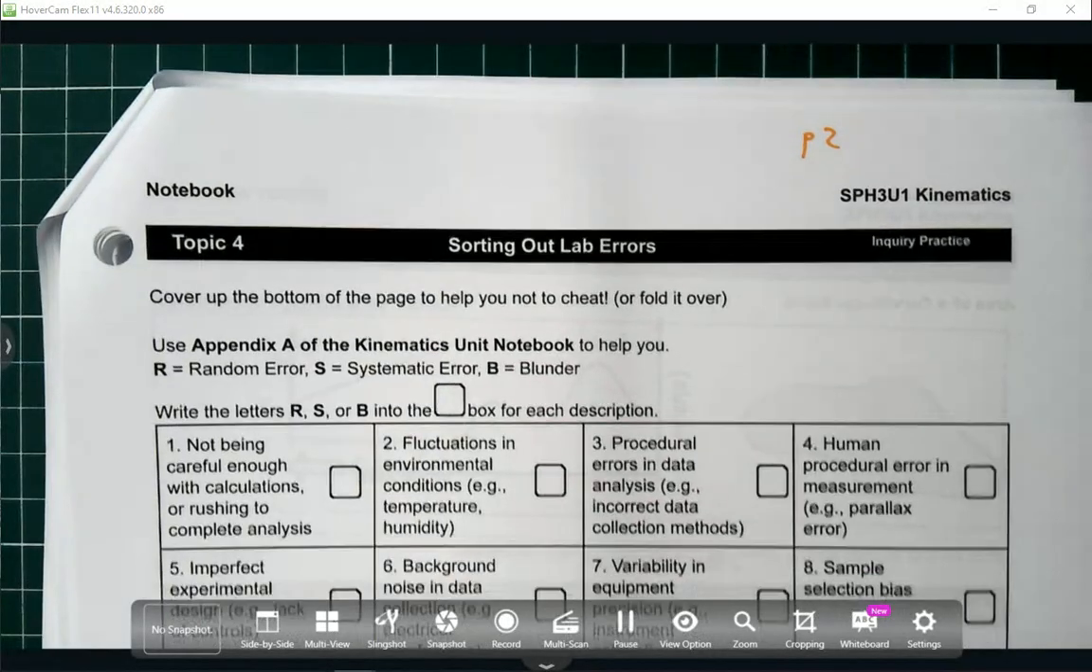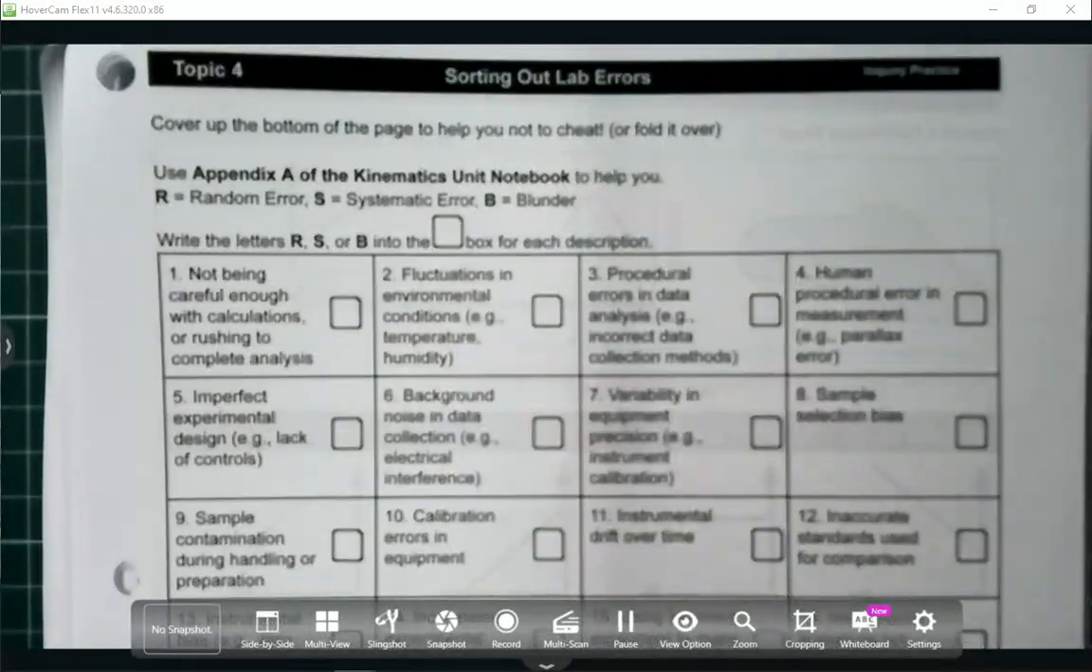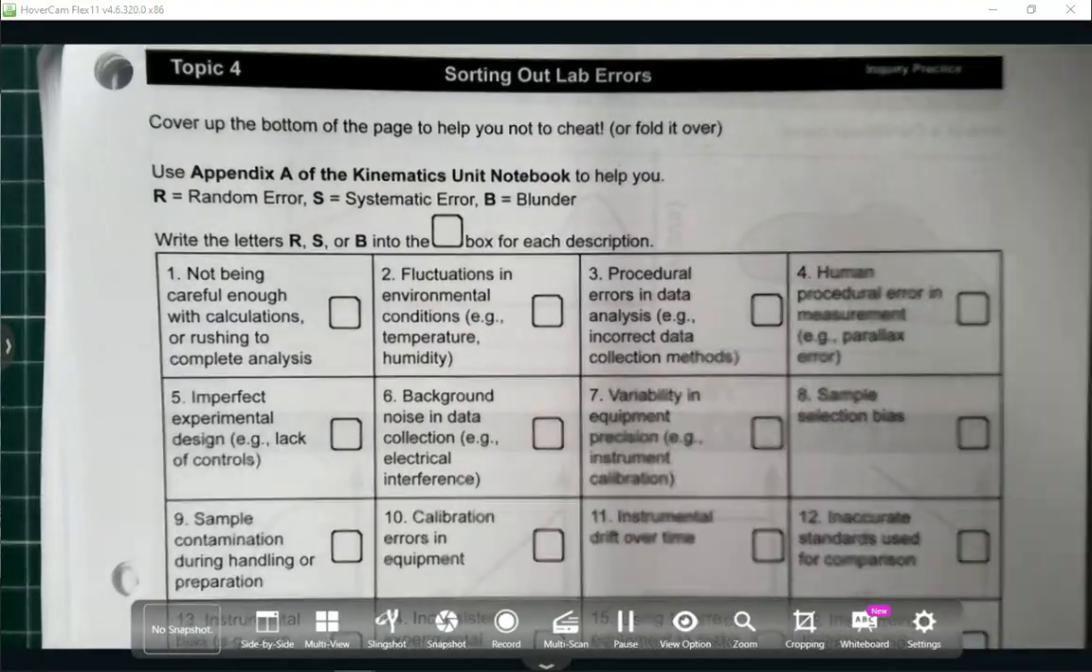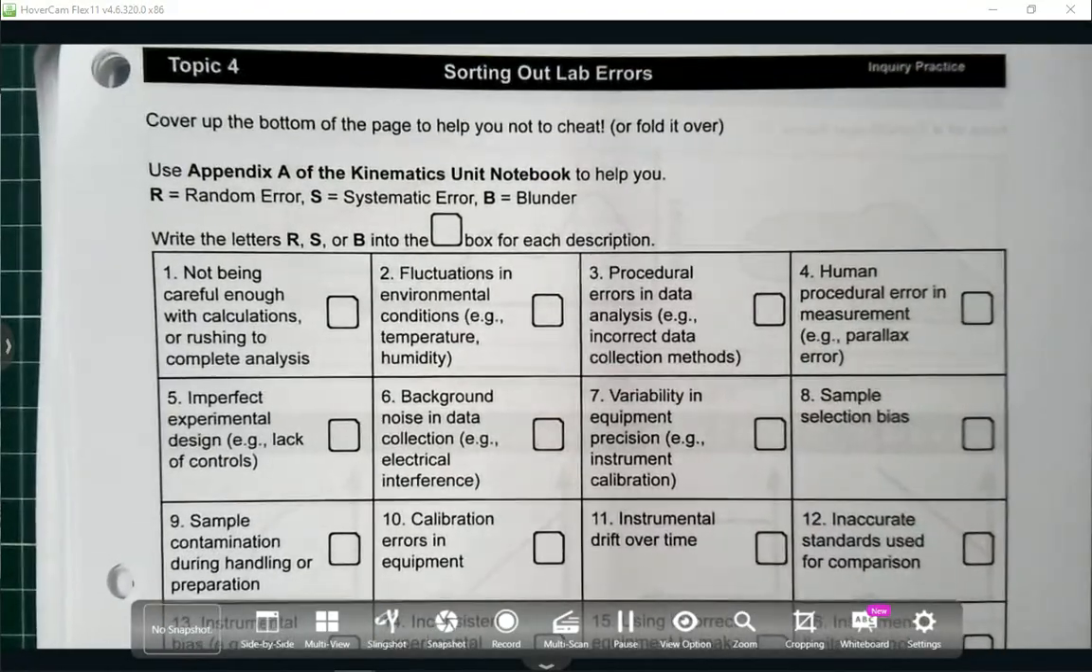All right, so here we are talking about sorting out lab errors. And there's a whole page of lab errors that you were meant to look at for homework. And we just need to make sure that we can label the final answers on this. You were told to look in the lab style guide to be able to identify what these things are. We had random errors and we had systematic errors, and then something that's not truly an error, a blunder.